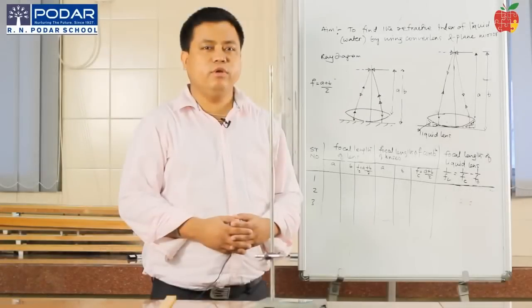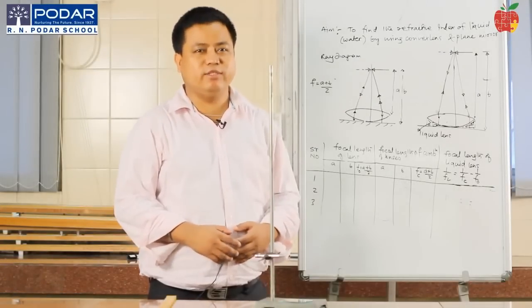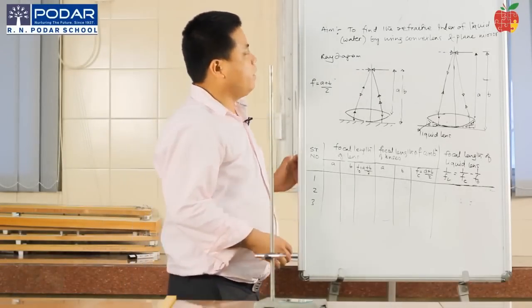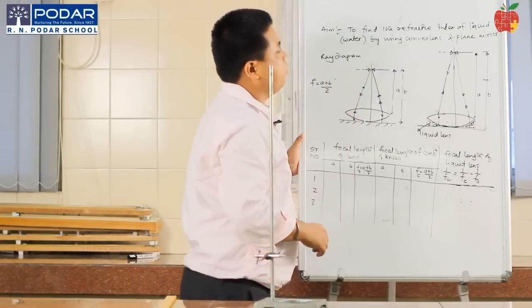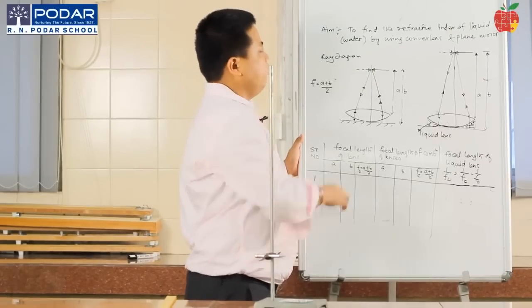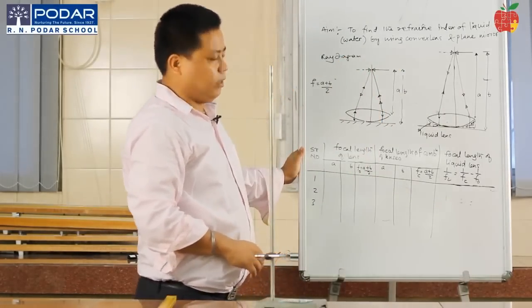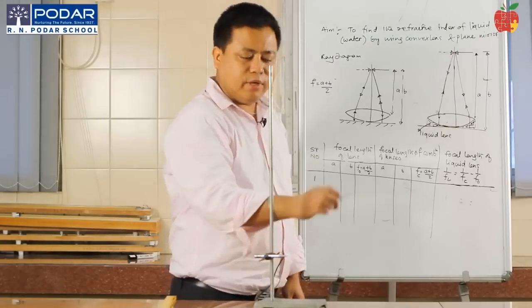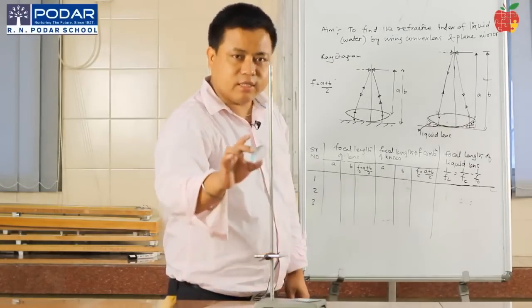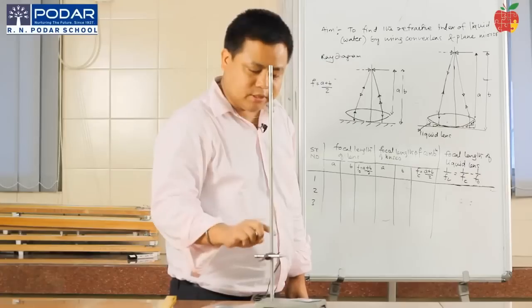Good morning students. Today we are doing one more optical experiment. The aim of the experiment is to find out the refractive index of a liquid. We are using water, a convex lens and a plane mirror. So, this is the plane mirror, this is the convex lens and this is the optical bench system we will consider.